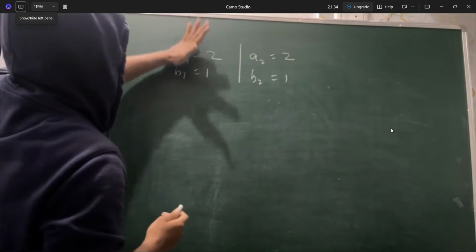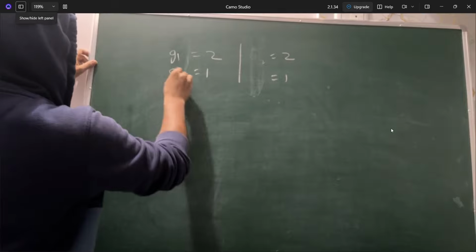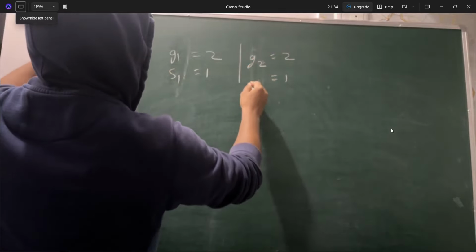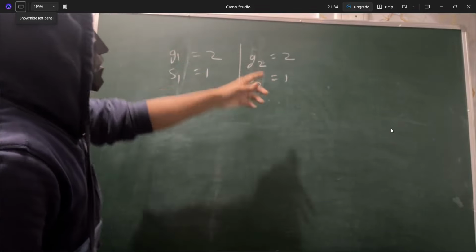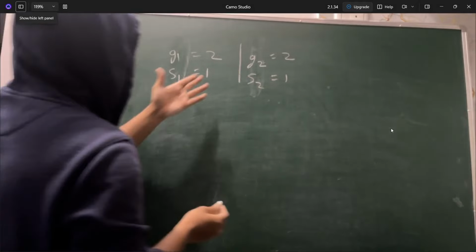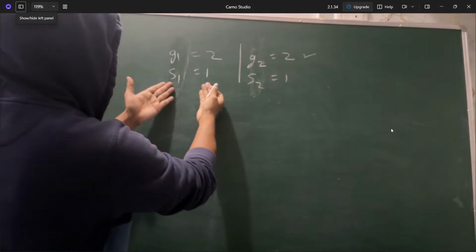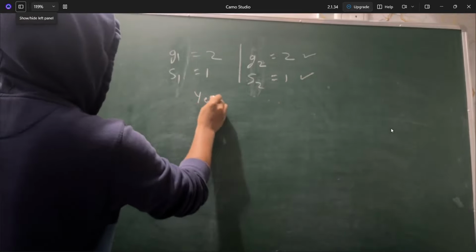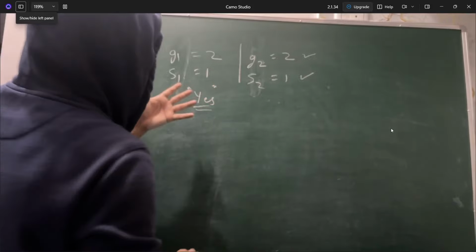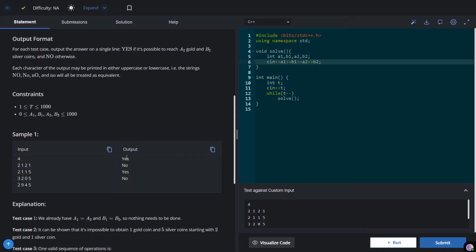So a and b is not a good notation. Let me take it this way. G1 is for gold and S1 is for silver. G2 is the gold 2 and S2 is the silver 2. This is the initial gold and silver he has, and he wants to achieve this. In this case, he has two gold coins and he wants to achieve two gold coins. That is true. And he has one silver coin and he wants one silver coin. That is true. So in this case, it is possible. So the output is yes.